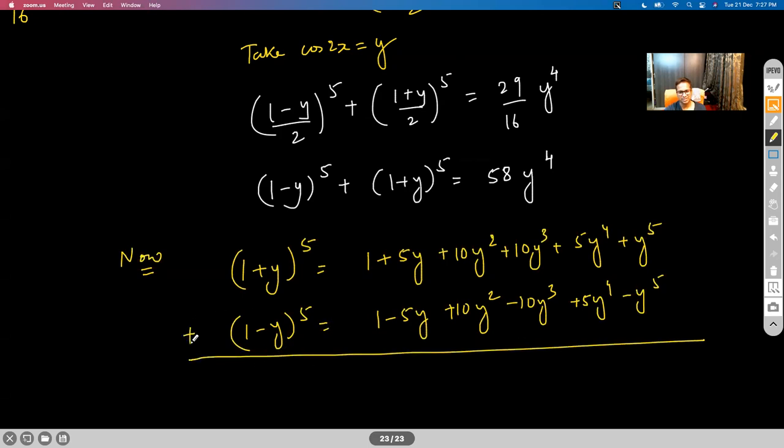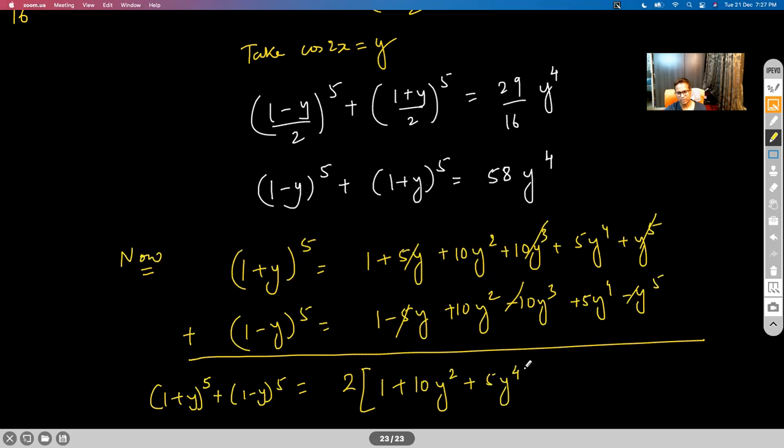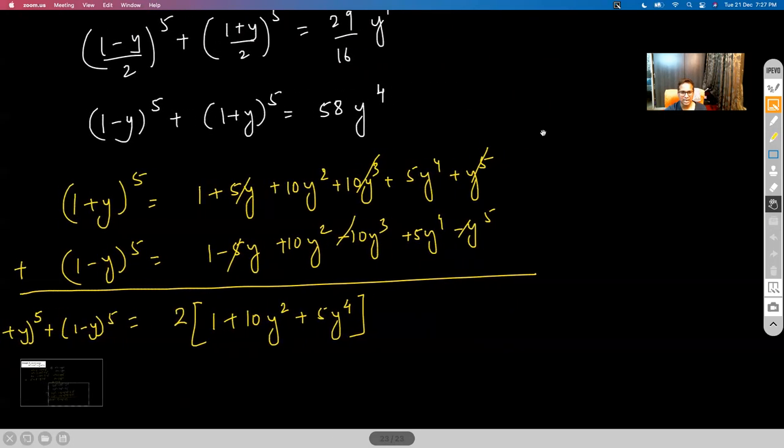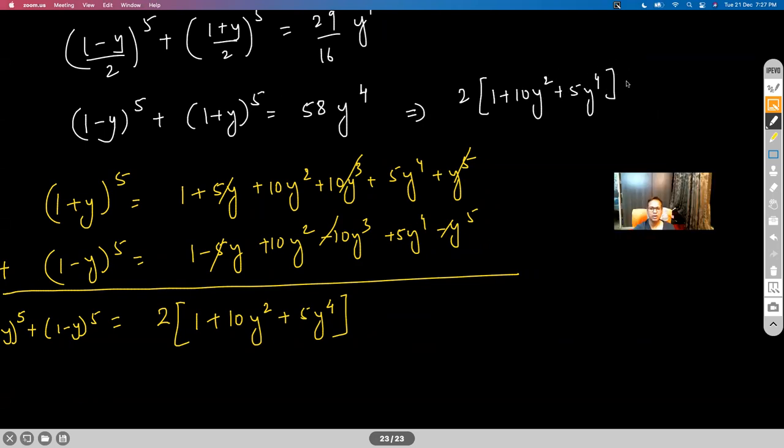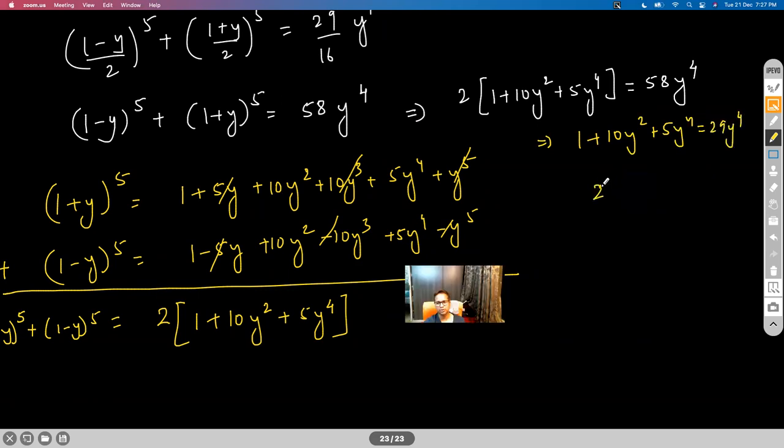So when you add them, the left-hand side is going to give you two times. See, this two will get cancelled, this two will get cancelled, this two will get cancelled. So that will give you two times (1 plus 10y square plus 5y to the power 4). This has an add-on advantage that you'll end up getting a biquadratic, but that biquadratic will always have even power on y. So that is beneficial to us. How is it beneficial? Let me explain this first of all. So this will become 24 y to the power 4 minus 10 y square minus 1 equal to 0.